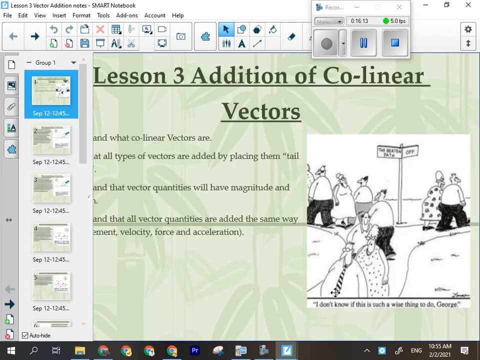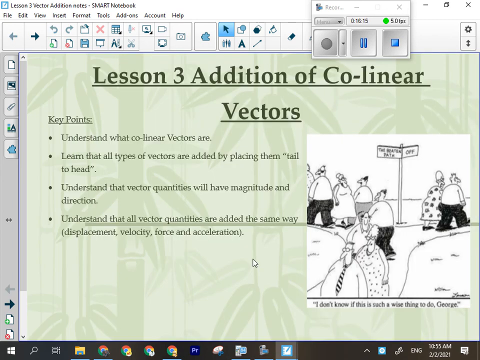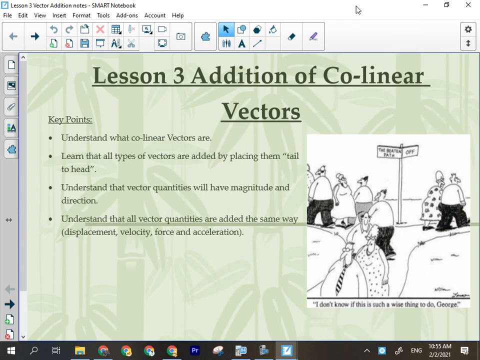Then we're going to look at lesson 3 here in your notes package. We're going to look at addition of collinear vectors. We're also maybe even going to get to perpendicular vectors today, which would be something new. Collinear vectors you did in Science 10. They're ones that are along the same line, one-dimensional: north and south, right and left.